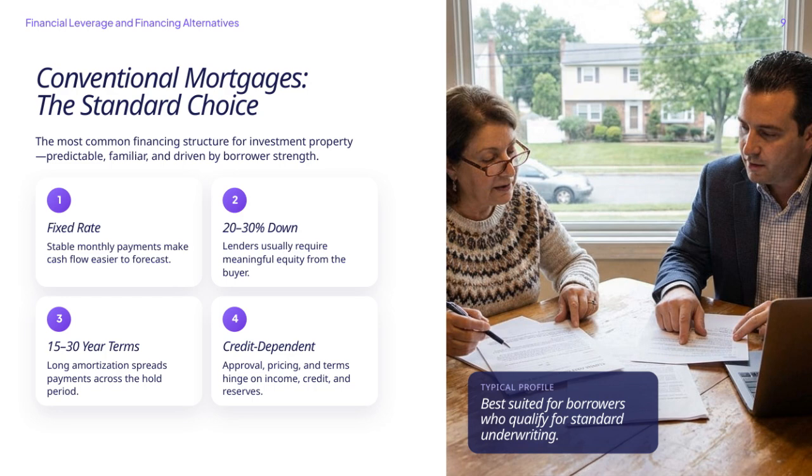Typically, lenders will expect a down payment of around 20 to 30%, which shows you have meaningful equity in the property. Loan terms usually range from 15 to 30 years, spreading out the payments to align well with the period you intend to hold the investment. However, approval and the specific terms you receive depend heavily on factors like your income, credit score, and available reserves. Conventional mortgages are best suited for borrowers who meet these standard underwriting criteria, offering stable financing with clear, predictable terms.